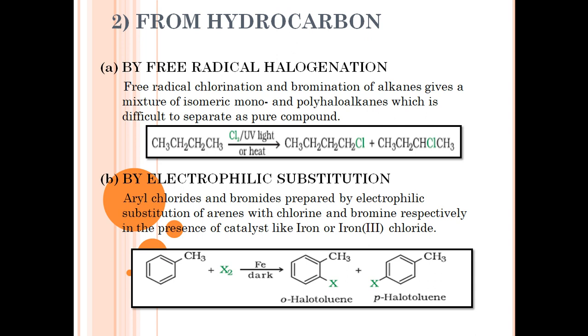Second, preparation by electrophilic substitution reaction. Aryl chlorides and bromides are prepared by electrophilic substitution of arenes with chlorine and bromine respectively in the presence of catalysts like iron or iron(III) chloride. When toluene reacts with X2 in presence of iron, this reaction occurs in the dark. It will give ortho-halotoluene and para-halotoluene.